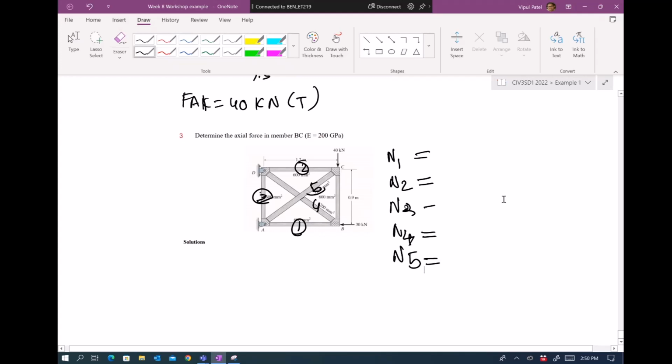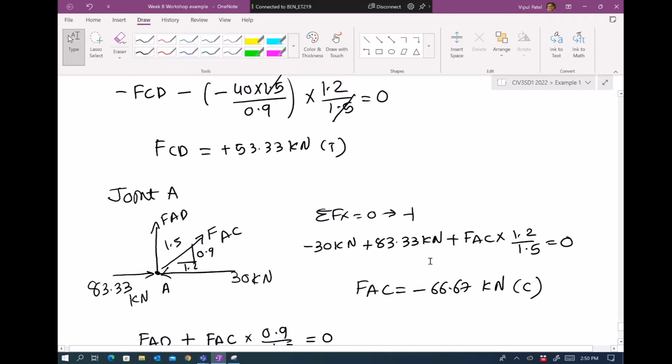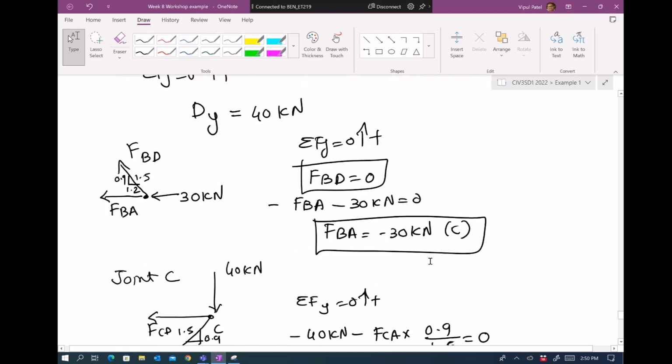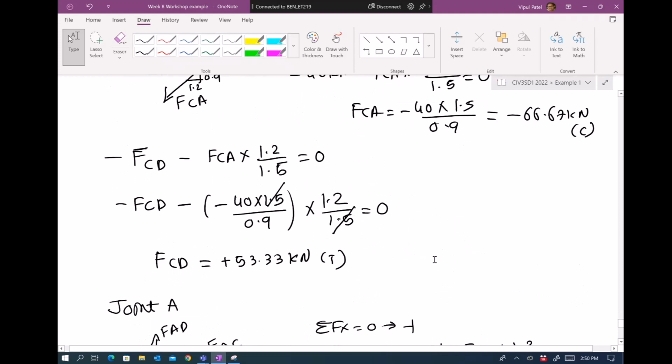And we put those values. So NAD is 3, so 40 kilonewton positive. And 1 AB. AB is minus 30, BD is 0.